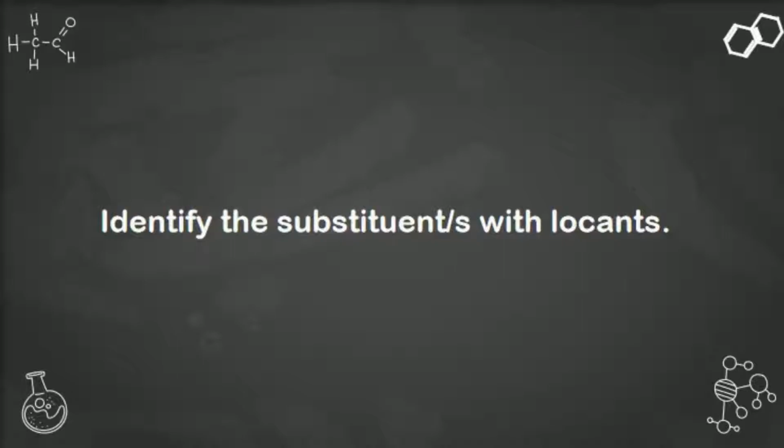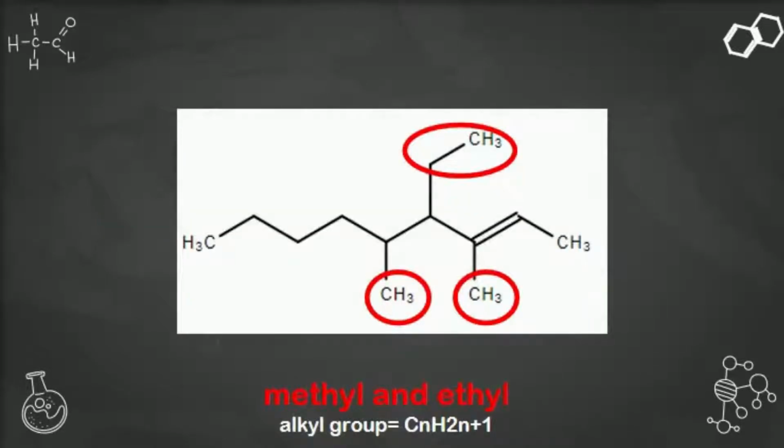Next is identify the substituent with locants. Substituents are attached to the parent chain, while locants are the numbers that define the positions of the substituents and double bond. We have substituents here such as the methyl and ethyl. Methyl consists of 1 carbon, and another methyl here with 1 carbon. Ethyl has 2 carbons. So these are alkyl groups with the formula of CnH2n+1.